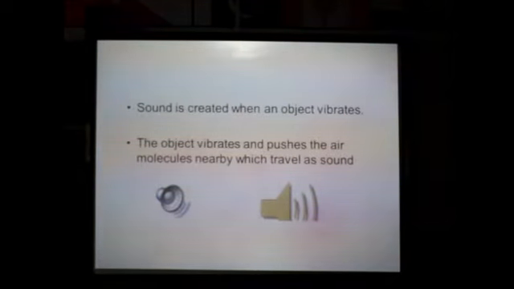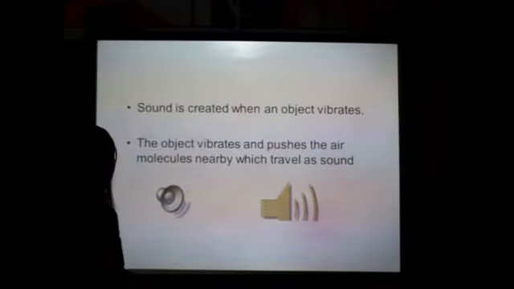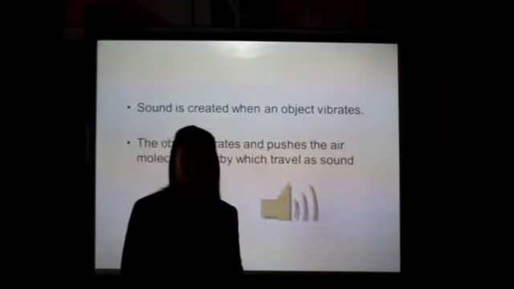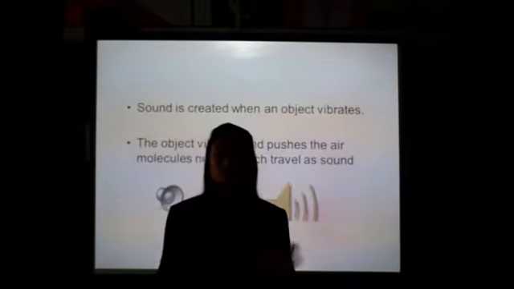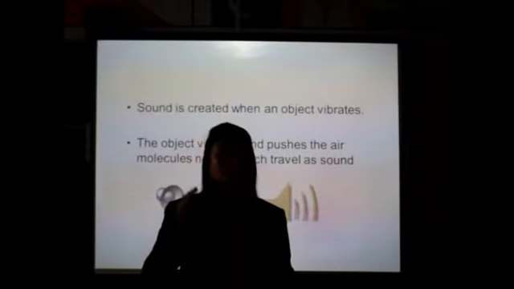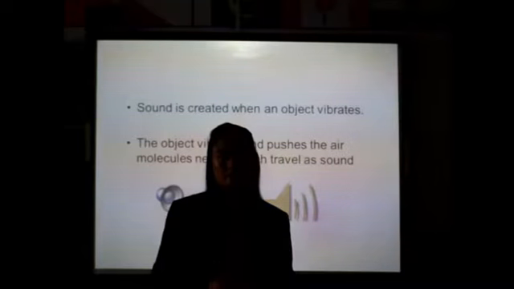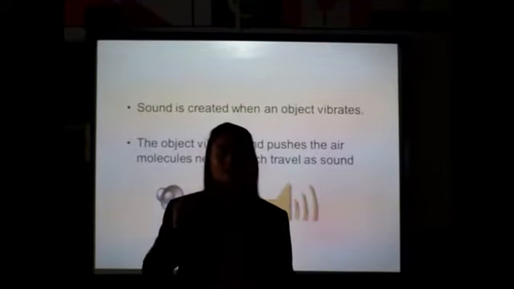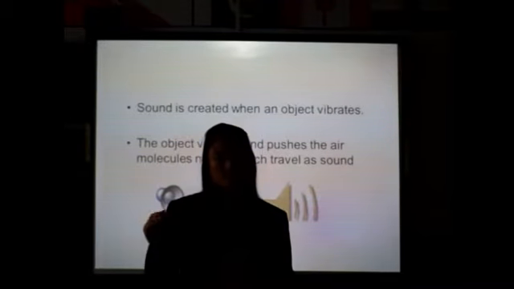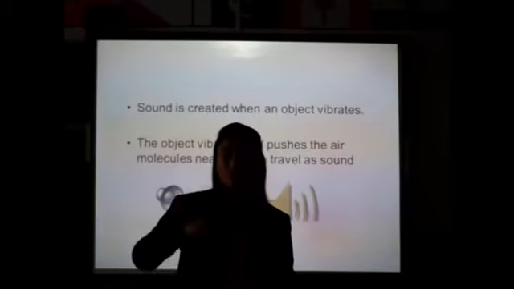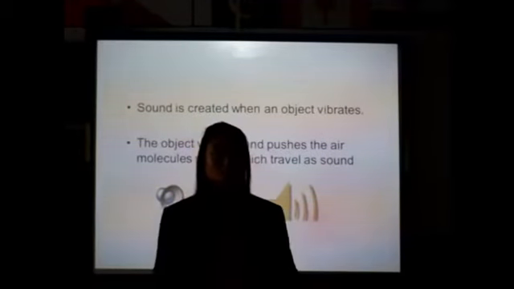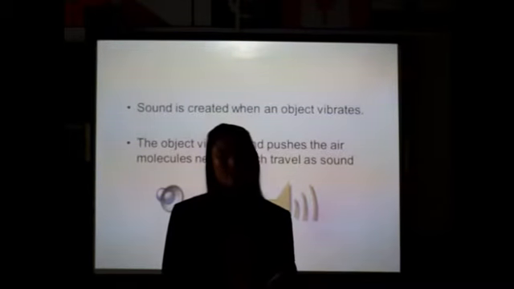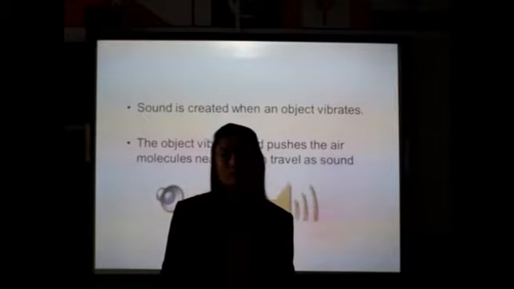How is sound created? Sound is created or produced when an object vibrates. That means if there is no vibration, no sound will be produced. It depends upon the type of vibration. If the vibration is very mild, the sound produced will be very soft. And if the vibration is more, then the sound produced will be loud. But there will be vibration. If there is no vibration, no sound will be produced.